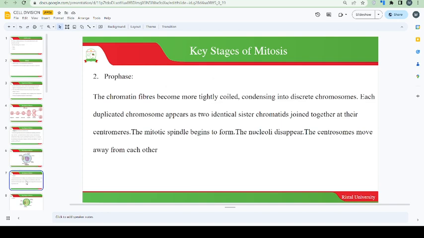Let's look at the second stage of mitosis, which is known as prophase. During the prophase stage, the chromatin fibers become more tightly coiled, condensing into discrete chromosomes. Each duplicated chromosome appears as two identical sister chromatids joined together at their centromeres. The mitotic spindle begins to form. The nucleolus disappears. The centrosomes move away from each other.